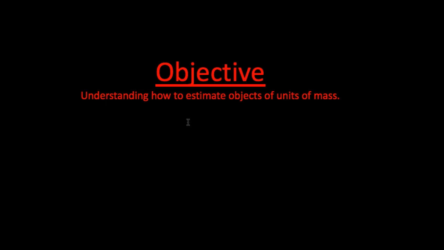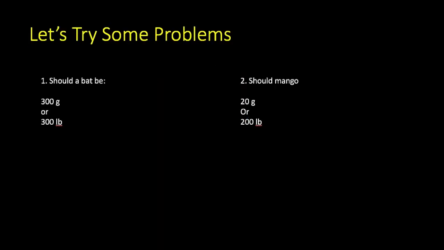Objective: understanding how to estimate objects' units of mass. If you do not understand what that means, today we're going to be talking about different types of objects, like laptops or sometimes apples, and we're going to try to estimate the weight of them. That is the units of mass. So today we're going to be talking about how we can do that. Now let's try a few problems here.